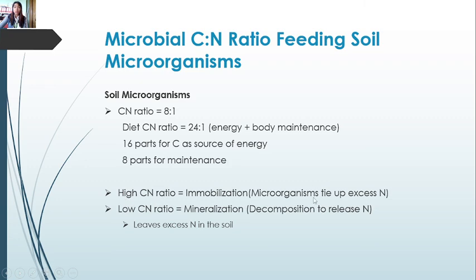Okay? So, what are examples of high CN ratio? Rice straw, okay? Corn. For low CN ratio, we have alfalfa, sunflower, usually the green organic materials.